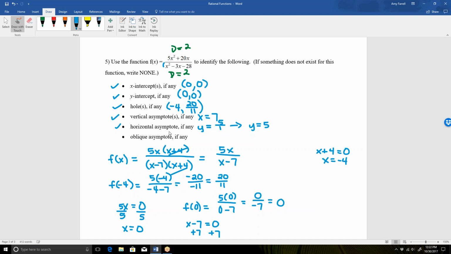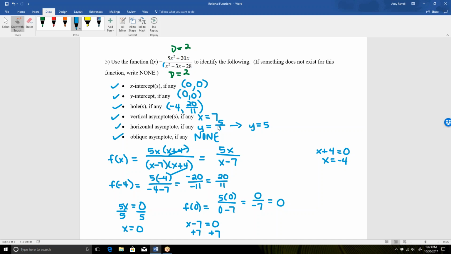All right, on the horizontal. And the oblique, there is none. We're only going to have an oblique asymptote if the degree of the numerator is 1 greater than the degree of the denominator. So no oblique asymptote exists for this problem.